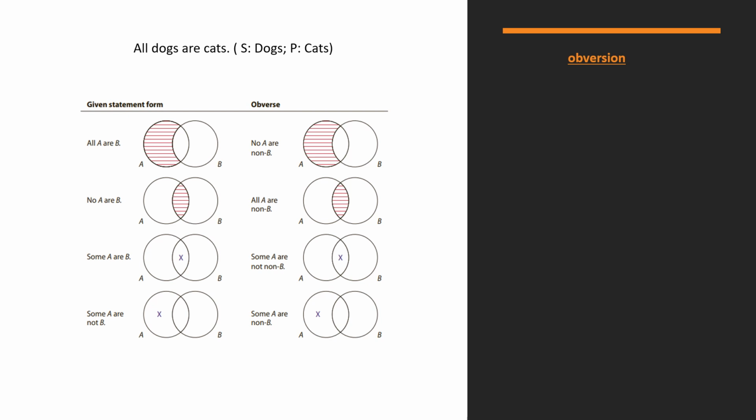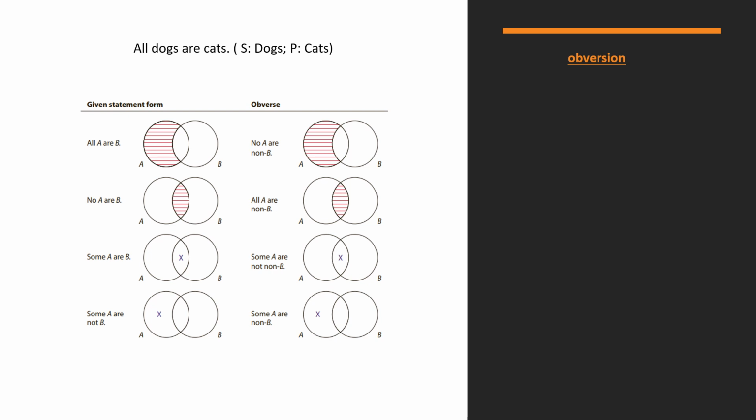So if dogs exist, they belong to the class of cats, so that no dogs can exist outside the cats class, right? That's how we explain that. And if you say no A are B, therefore all A are non-B. So this is how it looks. They are all perfectly equivalent, right? Their logical status is that they are the same, identical, although they are expressed in obverse forms.